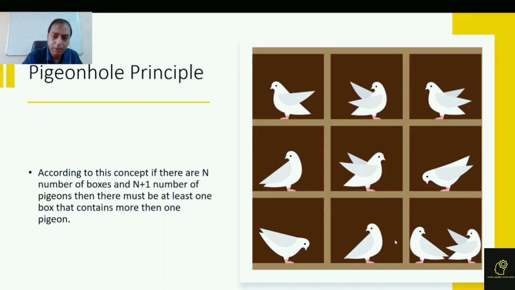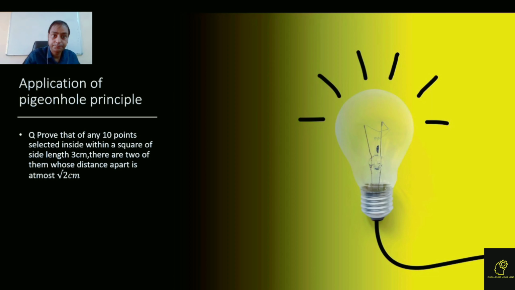According to this concept, if there are n number of boxes and n plus 1 number of pigeons, then there must be at least one box that contains more than one pigeon. Here we find the total number of boxes is 9 and the number of pigeons is 10. So we find this box has more than one pigeon. This theorem has a very wide scope in mathematics. Now we are going to apply the concept of the pigeonhole principle to solve various problems.